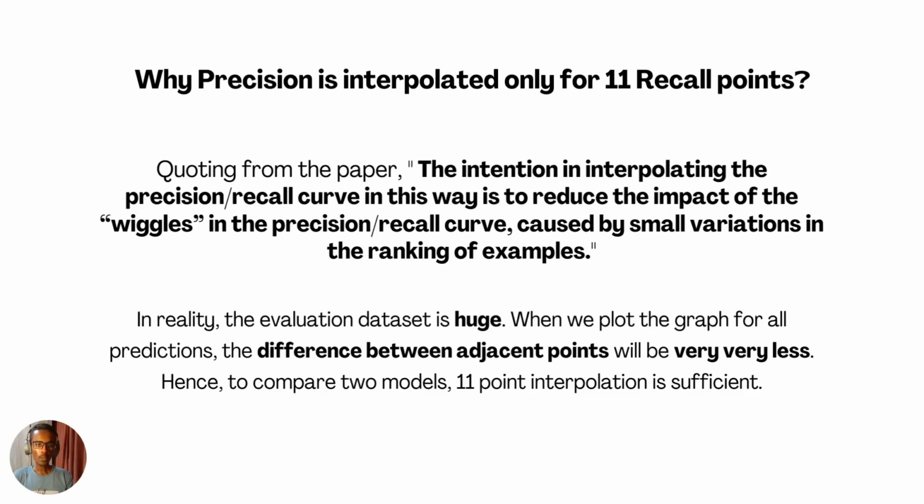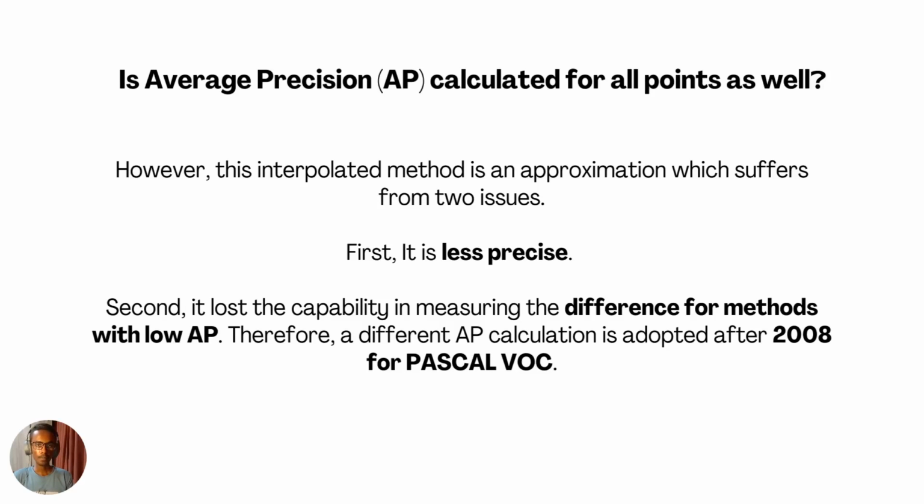In reality, the evaluation data set is huge, and when we plot the graph for all predictions, the difference between adjacent points will be very, very small. Hence, to compare two models, 11-point interpolation is sufficient. When we consider broader examples and the data set is very huge, it's going to be very difficult to compute the average precision, so we just need 11 points to compute it.